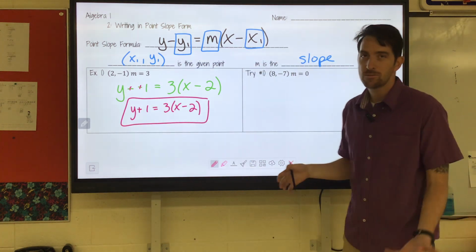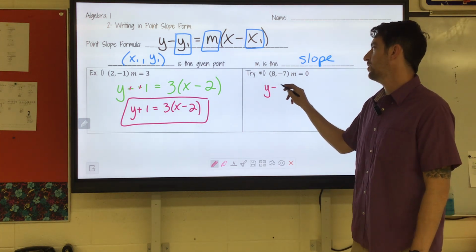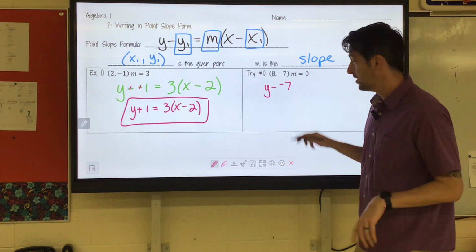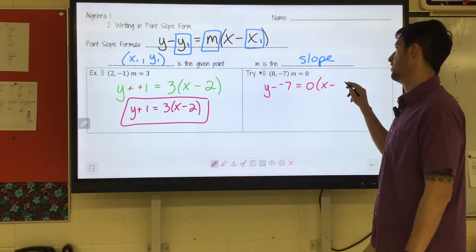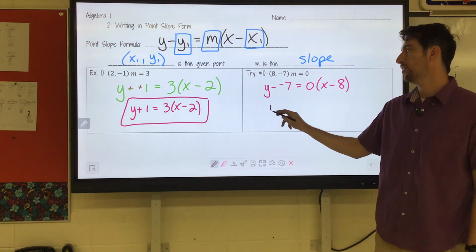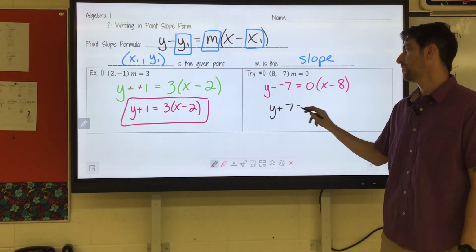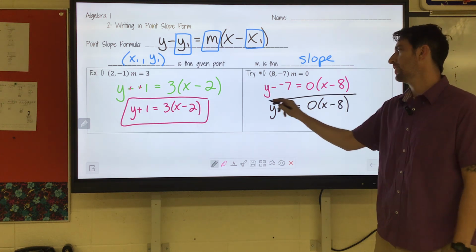I'd say try this one. We're just going to do it together right now. Y minus our y coordinate, which is negative 7, we'll fix that soon, equals 0 times x minus our x coordinate is 8. I'm going to change the minus negative to plus. And we're going to leave it like this.